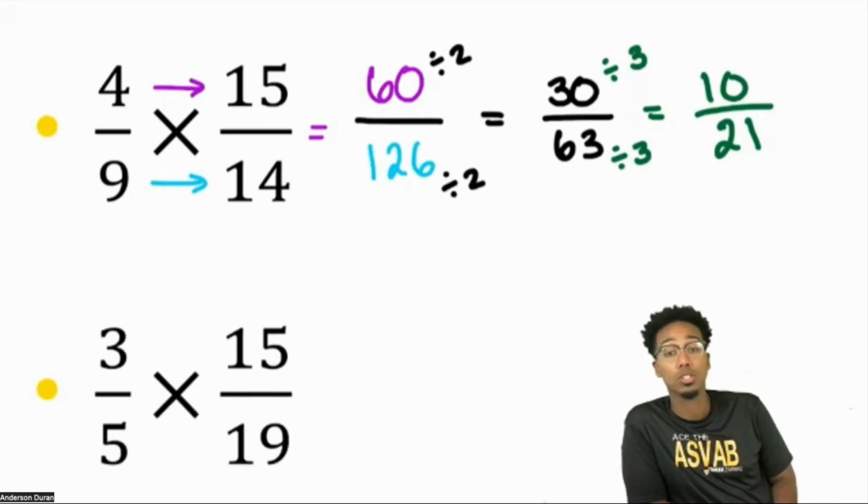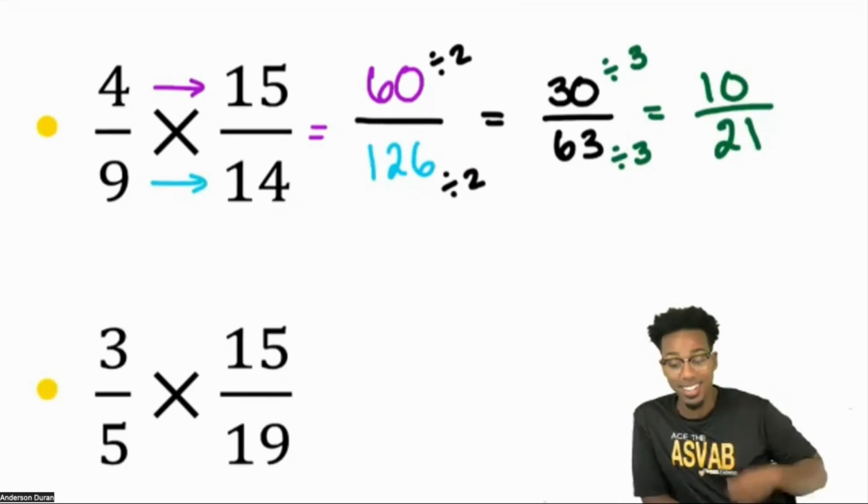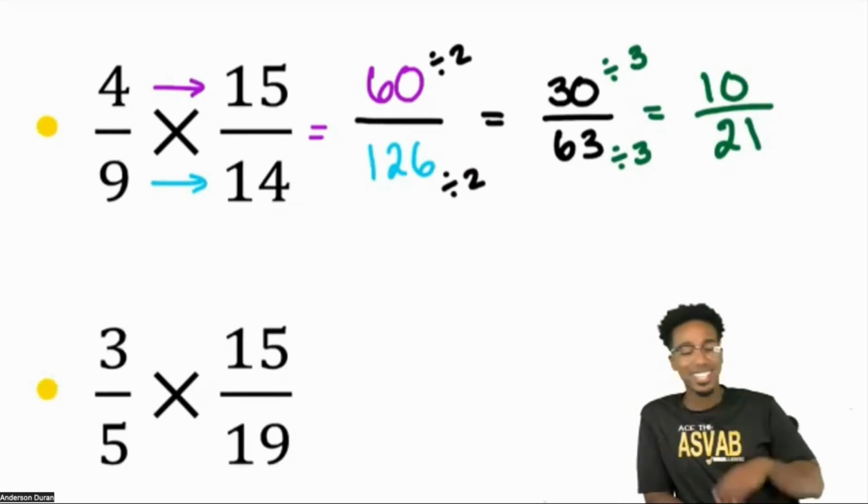Is that as much as we can do, everybody? Is it 10 over 21? No, that's it. We're good. There's nothing else we can do.